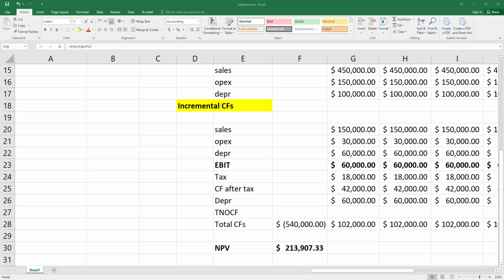Sorry, do we have depreciation? You need to calculate on your own. Use the straight line method depreciation. Just a second.